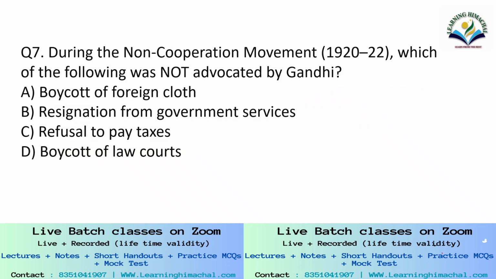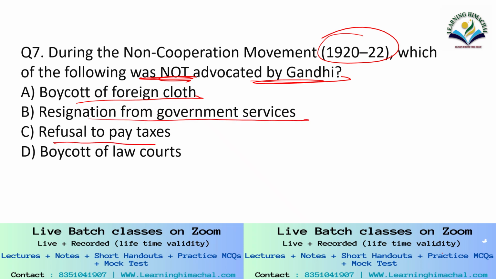Question number seven. During the Non-Cooperation Movement 1920-22, which of the following was not advocated by Gandhiji? Boycott of foreign clothes, resignation from government services, refusal to pay taxes, boycott of law courts. So your correct answer here is option C. During the Non-Cooperation Movement, this was not advocated by Gandhiji.